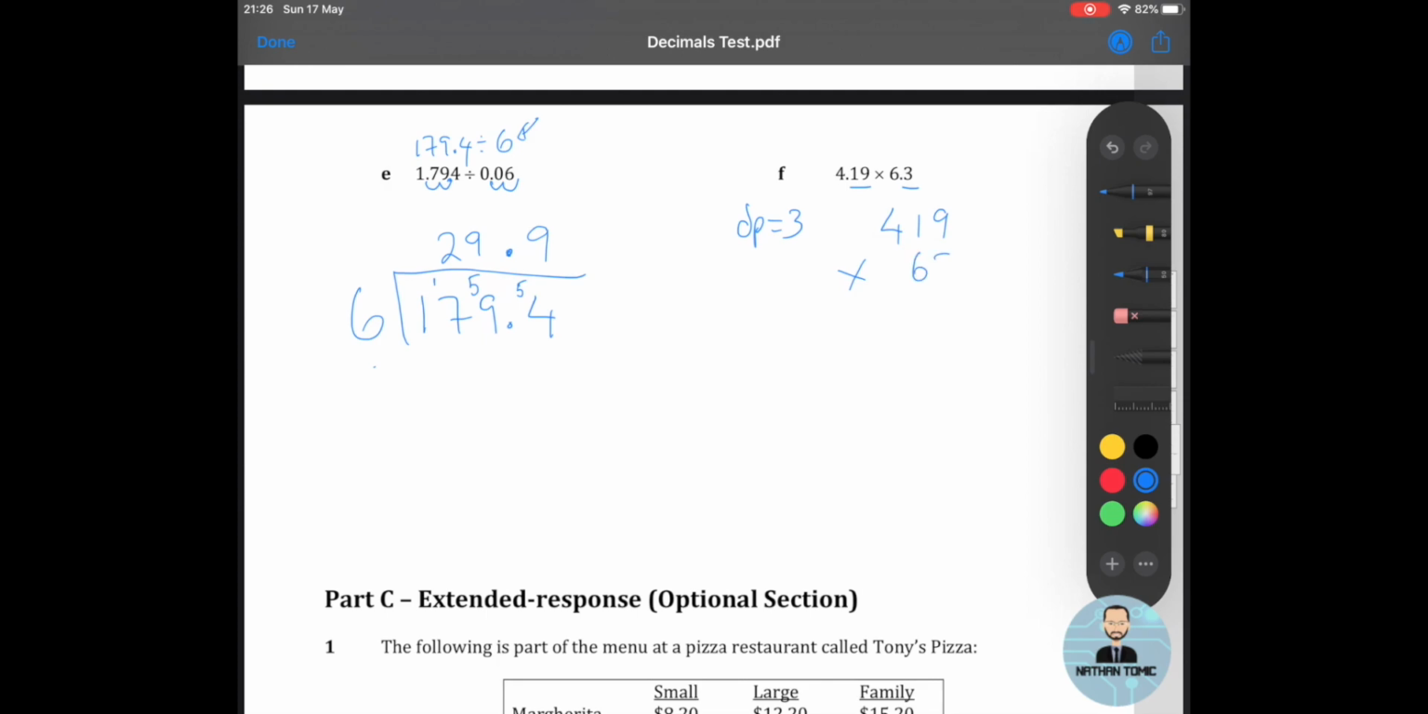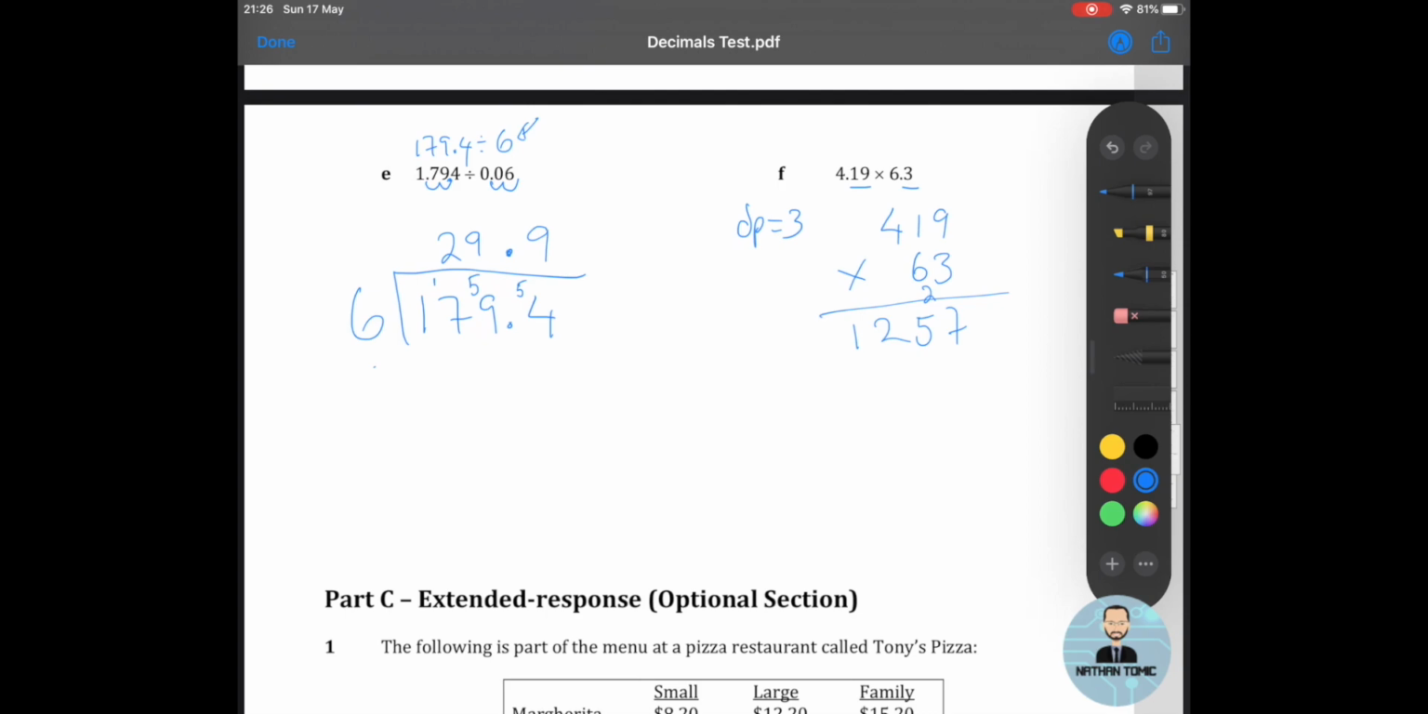So then I just do a normal multiplication. 419 multiplied by 63. And again, some people made the mistake of putting the 6 under the 4 and the 3 under the 1. No. If you treat these as normal numbers, this is 419 and 63. So they should be lined up like this. So we just go through it like normal. So 9 times 3 is 27. 3 times 1 is 3. Picking up that 2 makes 5. And 3 times 4 is 12.